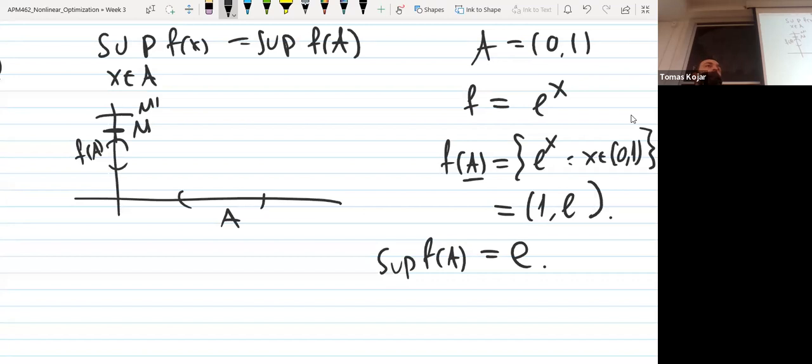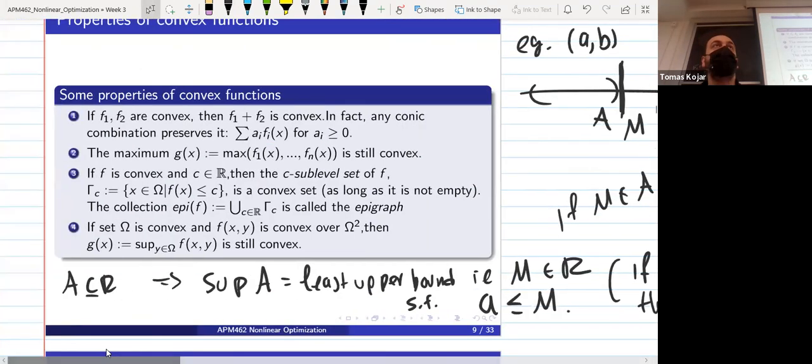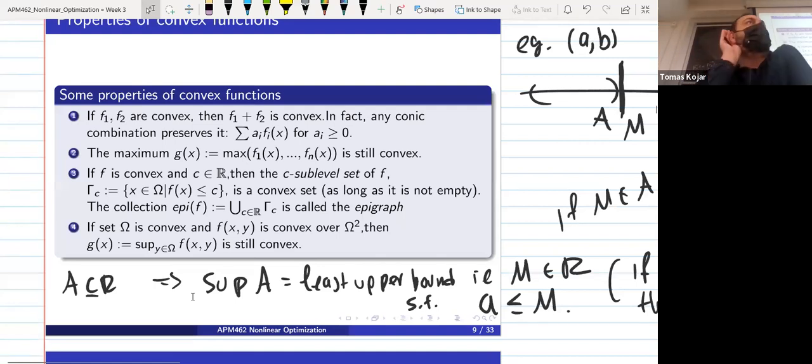There's no such thing as supremum for Rn. Yeah, supremum is only defined in R because of what you said. Take like a rectangle. What the hell is a supremum? There's no such thing. You had a question? Oh yeah, sure. You mean this guy? Yep.